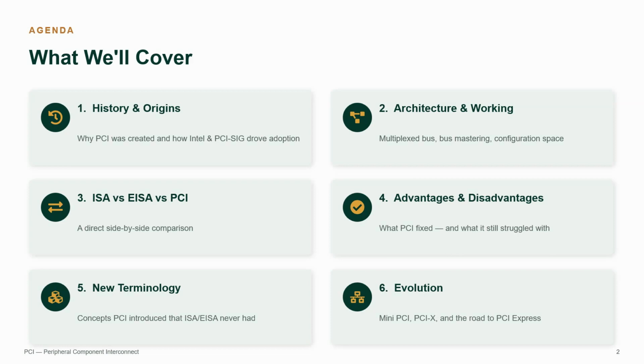What we are going to cover in this particular session is, first of all, the history and origins of PCI, why PCI was created, and how Intel and the PCI SIG grew and adopted it. We are going to discuss the architecture and working of PCI, compare ISA versus EISA and PCI, and look into the advantages and disadvantages of PCI. Next, we are going to look into the new terminologies which were introduced in PCI and the evolution of PCI, like what comes after PCI. So that is this session's agenda.